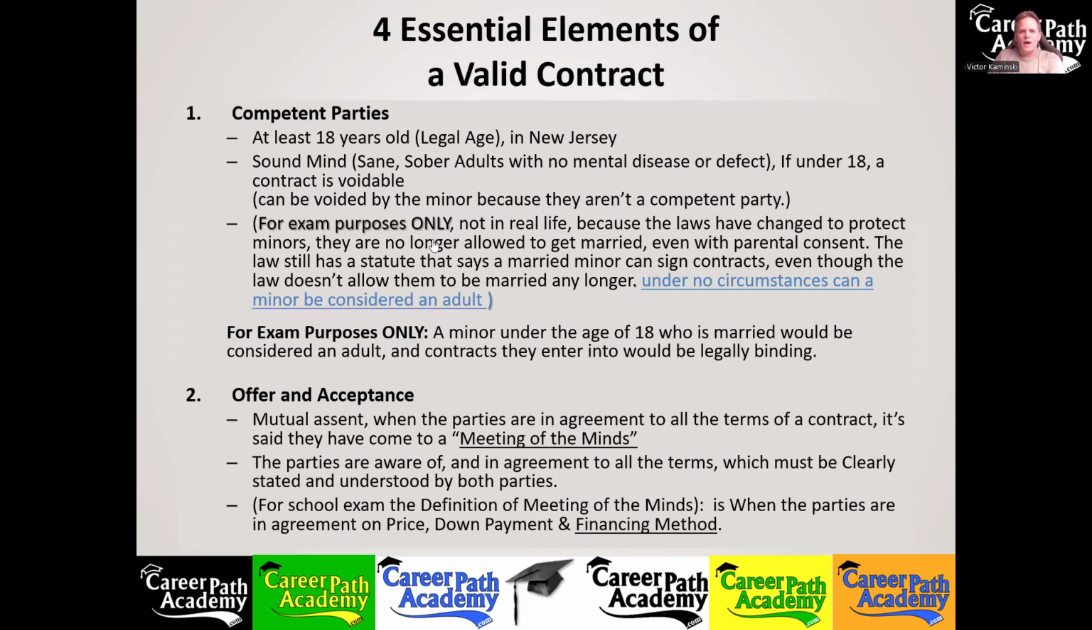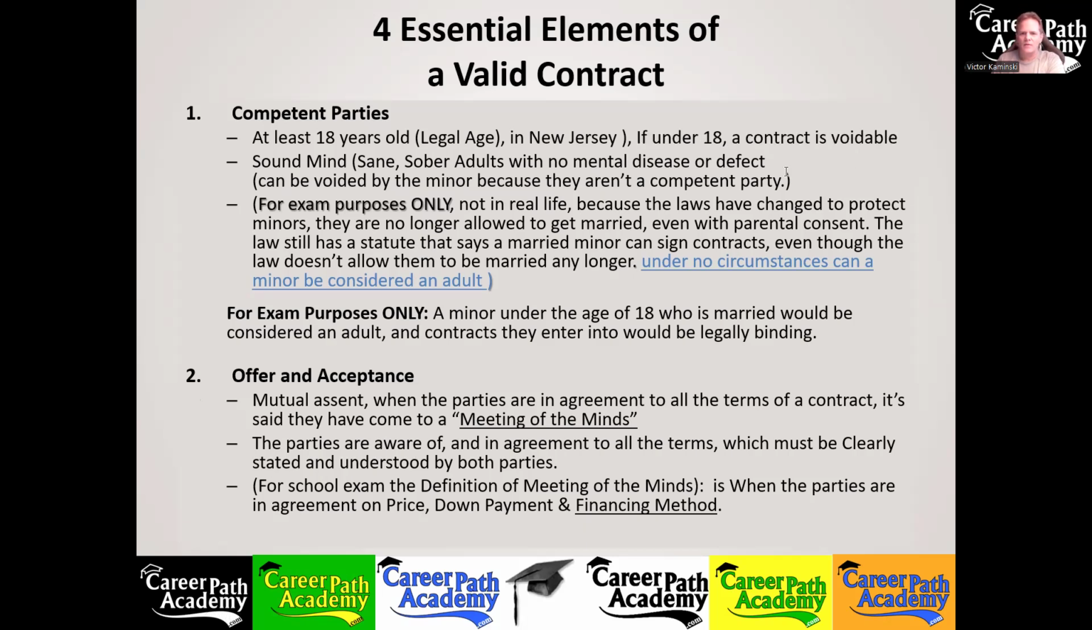You have to be of sound mind. So sound mind, there's no mental disease or defect. You're a sane, sober adult with no mental disease or defects. If you are under the age of 18, the contract is voidable because you're not a competent party, right?